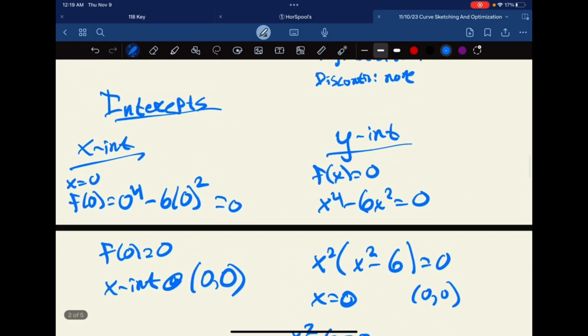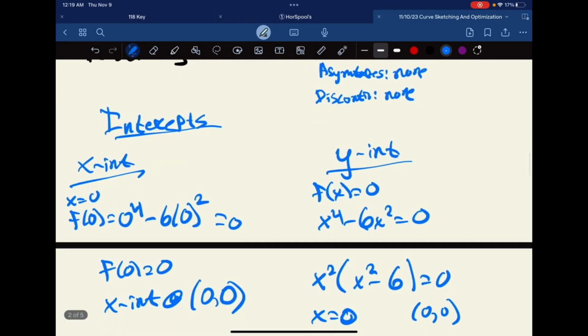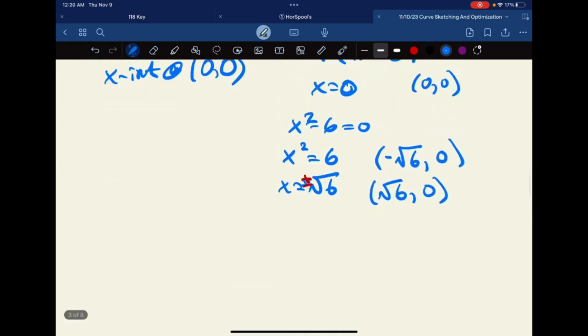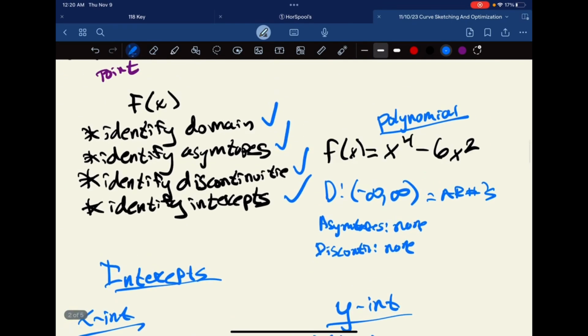So now we've got our domain, we've got our asymptotes, we've got our discontinuities, and we've got our intercepts. Great. So now we're going to move on to our first derivative. So let's go ahead and get our f of x.